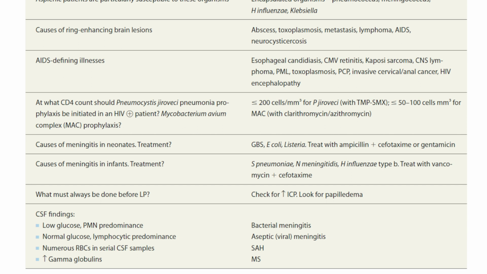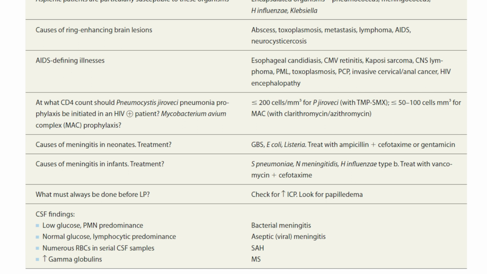So what's next? What must always be done before a lumbar puncture? What do you check before doing a lumbar puncture? You have to check for increased intracranial pressure. How do you do that? You have to do a fundoscopy of the person's eyes.